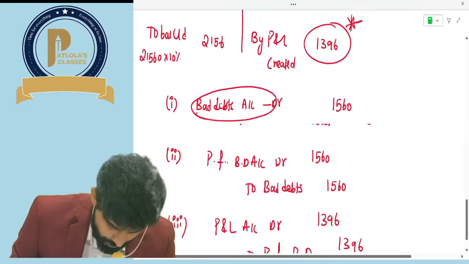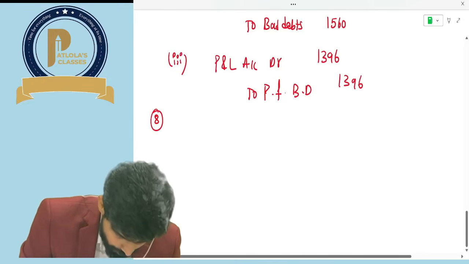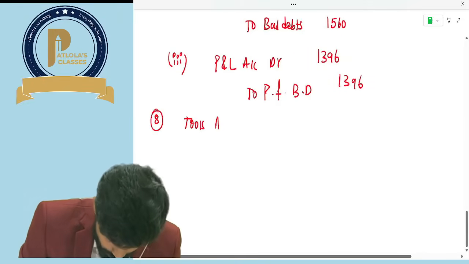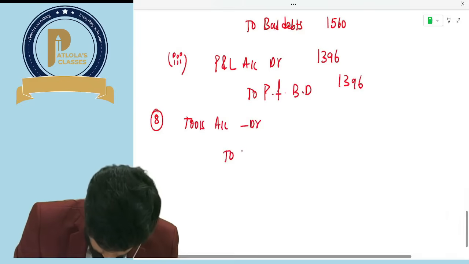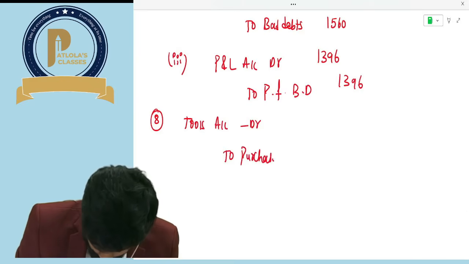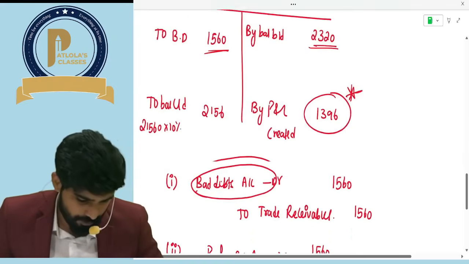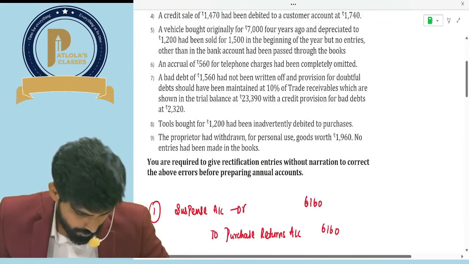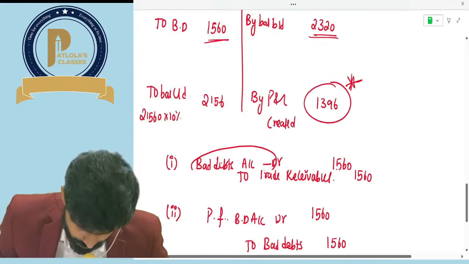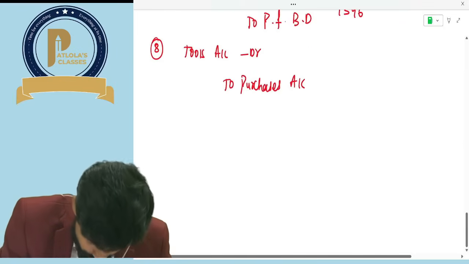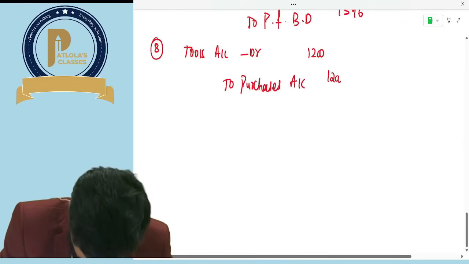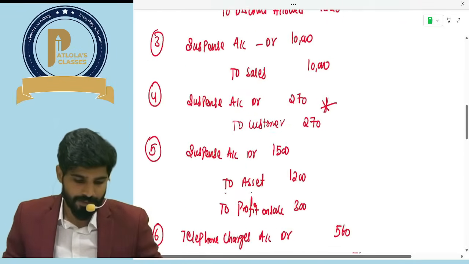So the rectification entry will be 8th one, tools account debit to purchases account. How much is the amount? The amount being 1200. Amount being 1200. Let's come to the last one.